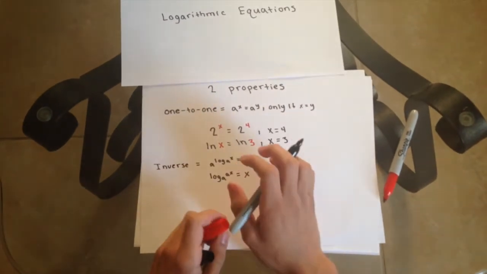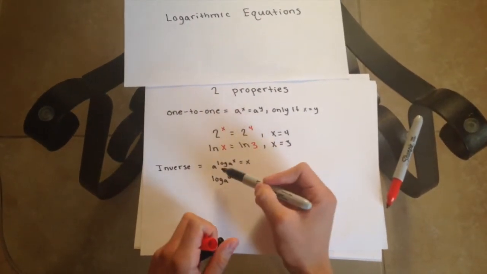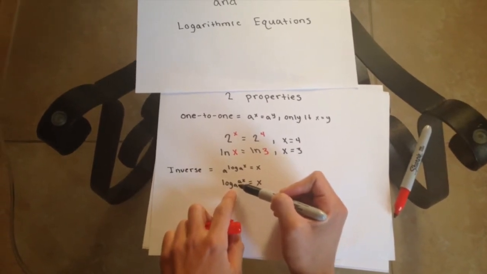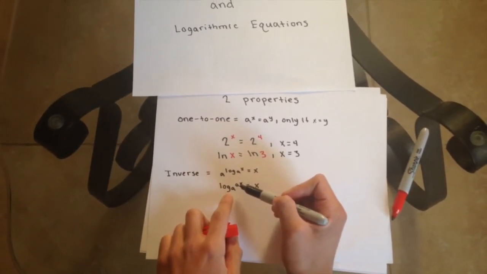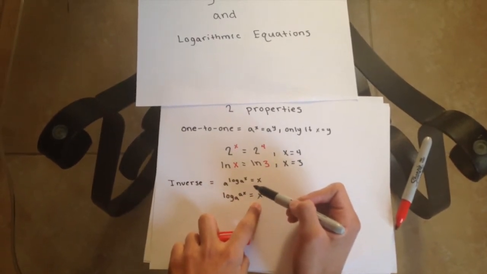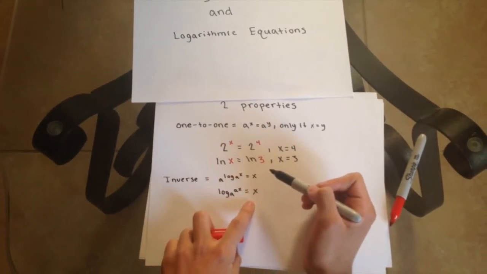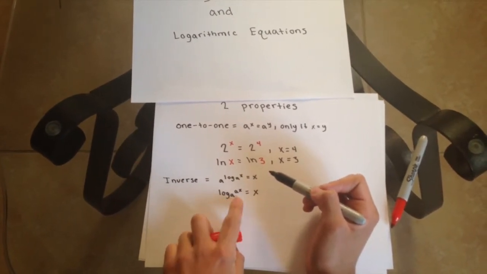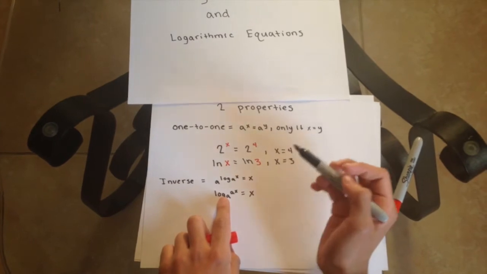Now for the inverse property. Let's look at this one first. What this is basically saying is log base a of a to the x is equal to x. It states that log base a composed with a to the x is equal to x because the two bases are the same and we are composing inverse functions.